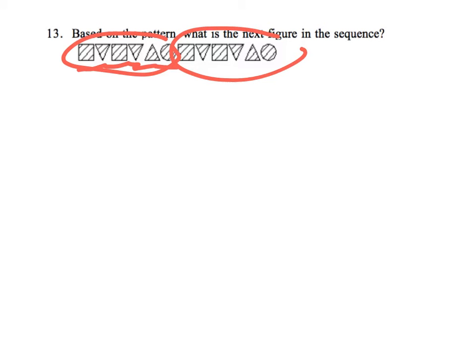Square, upside down triangle, square, upside down triangle, right side up triangle, circle. So after the circle, you're going to have a square with these beautiful lines that it has. That's your answer.